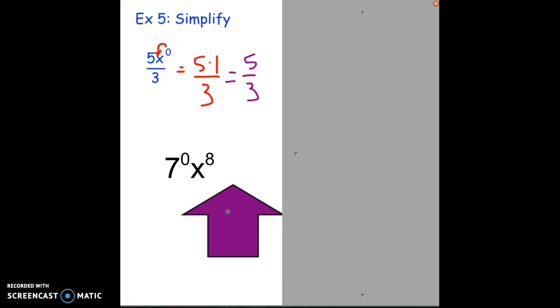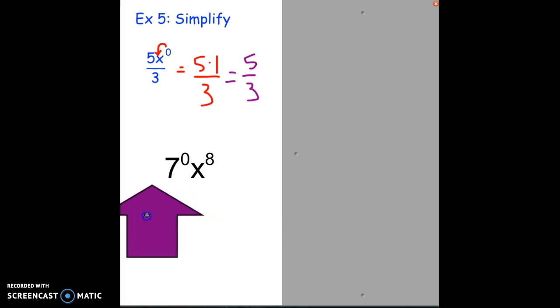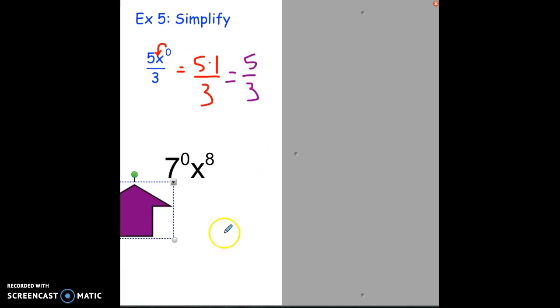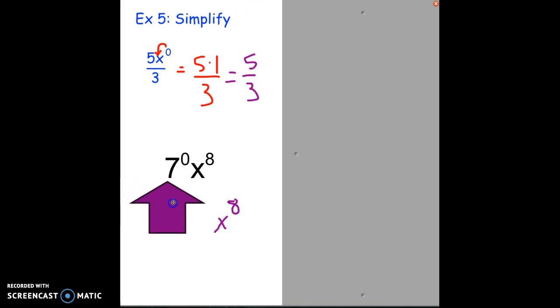Give this problem a try. 7 to the 0 power times x to the 8th power. Pause your video and replay once you think you have the answer. Did you get x to the 8th power? If you did, draw an up arrow. If you didn't, put an X on your paper, go back and figure out your mistake, and circle your X when you've got the correct answer.